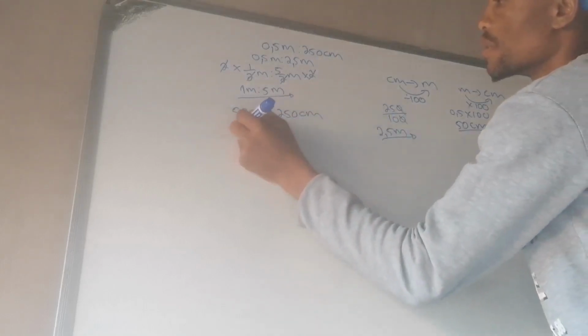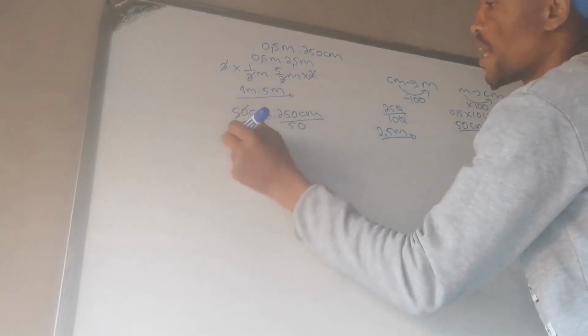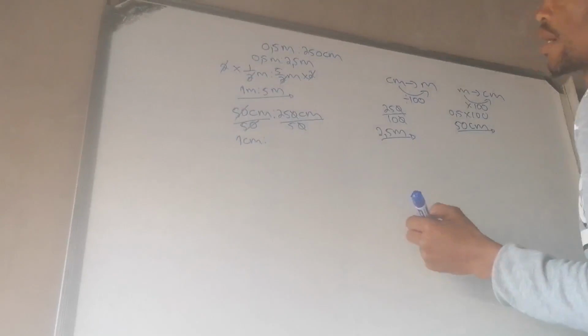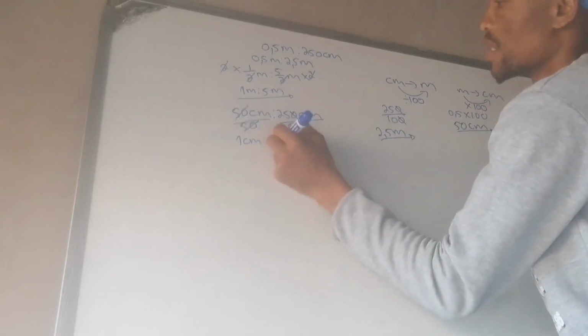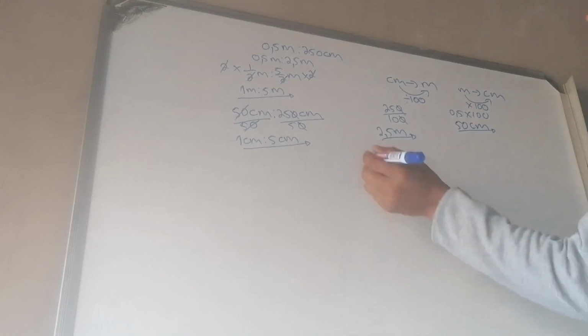And then from here, I divide by the smaller number, 50. So 1 centimeter is to 5 centimeters.